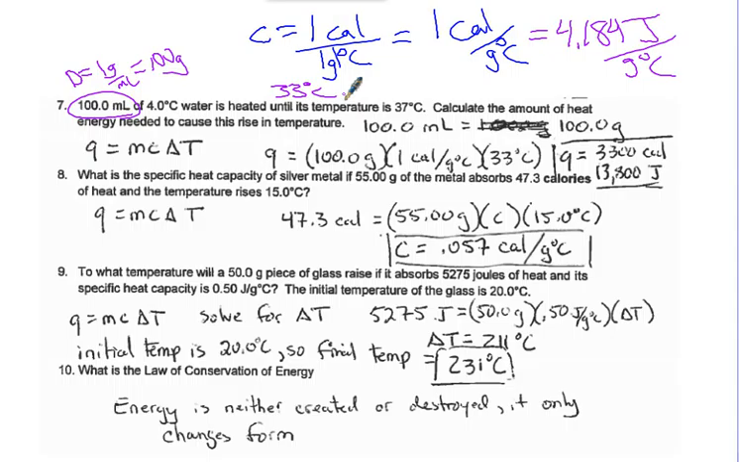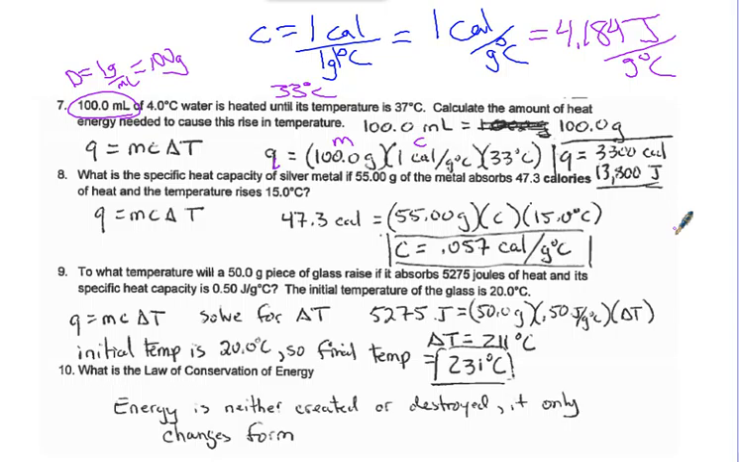Calculate the amount of energy needed to cause it to rise this much. It doesn't say what units to use. So in this, we've got Q, M, the heat capacity, where we're using the calories one right here, 1 calorie per gram degree Celsius, and the temperature change. And we got 3,300 calories. If instead you used joules, just multiply this answer by 4.184, and you've got the answer in joules, 13,800 joules.